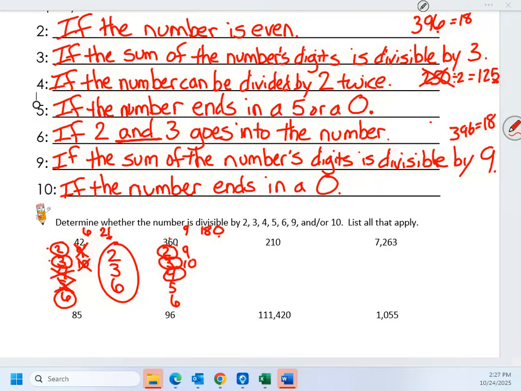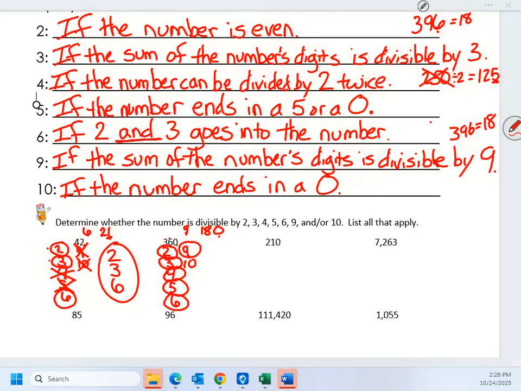Is it divisible by 5? Well, does it end in a 5 or a 0? It does end in a 0. So it's divisible by 5. Is it divisible by 6? Well, did I circle my 2 and my 3? I did, so I know it's divisible by 6. Is it divisible by 9? When I added up all of my numbers, I got the 9. 9 can be divided by 9. 9 divided by 9 is 1, so it's divisible by 9.